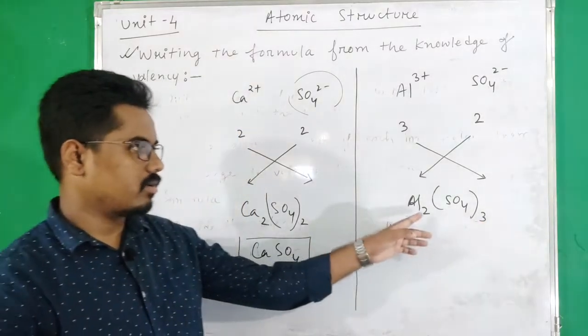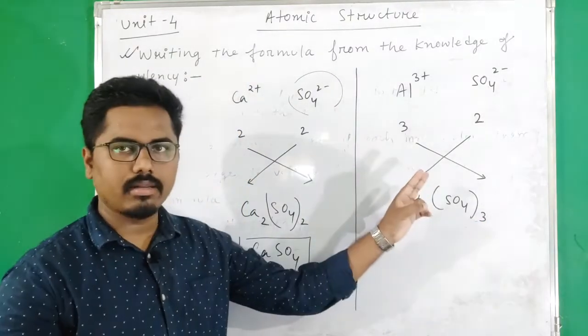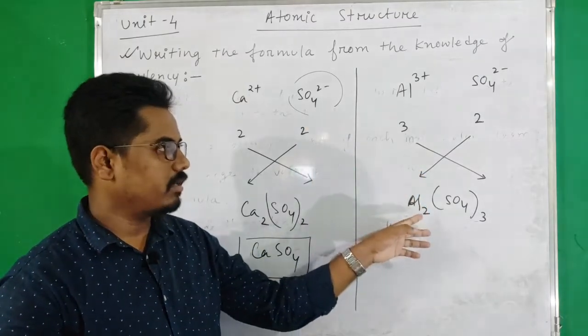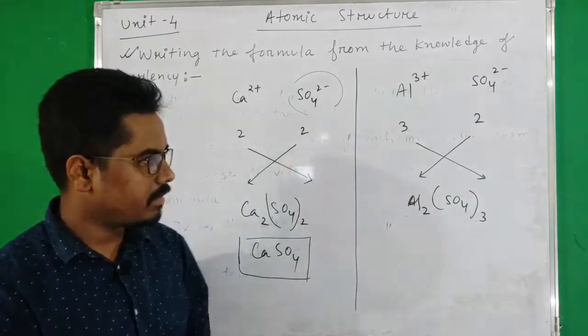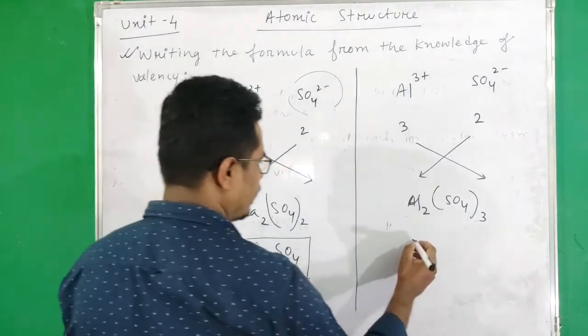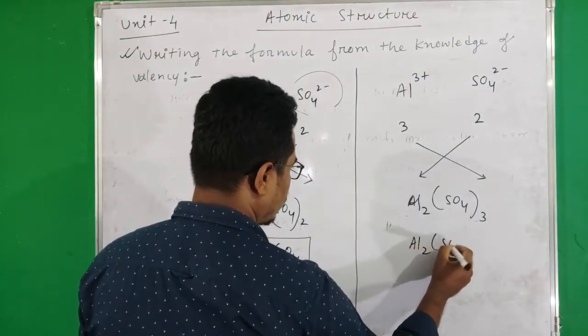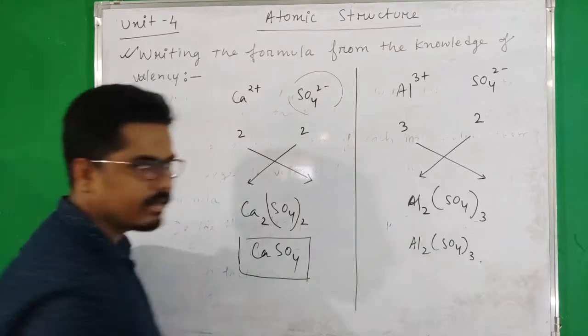The highest common factor of 2 and 3 is 1. So if you will divide 2 and 3, the result will same. So therefore the exact formula is Al2(SO4)3. Okay.